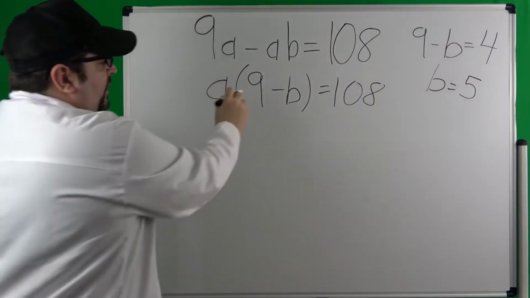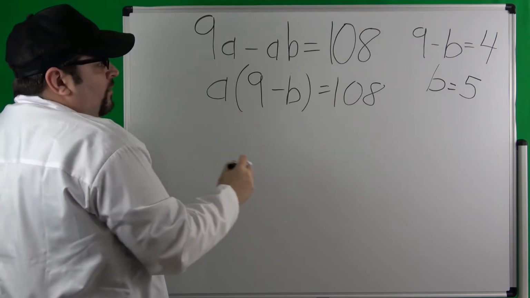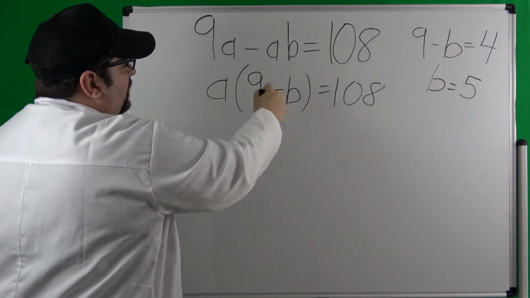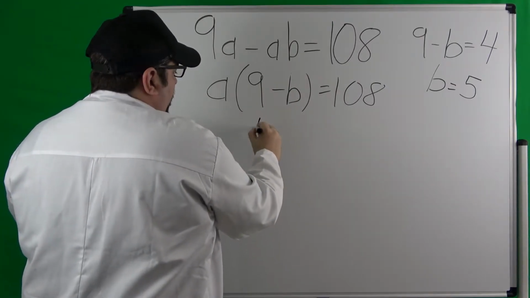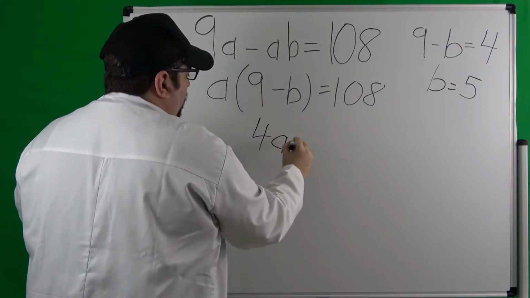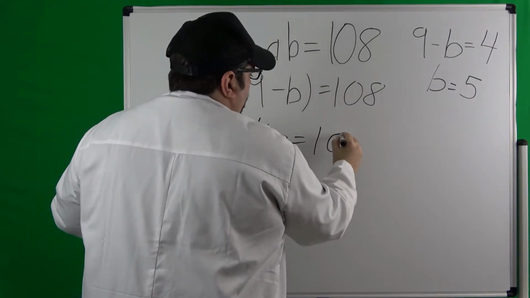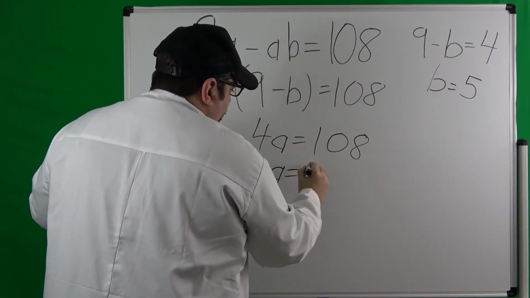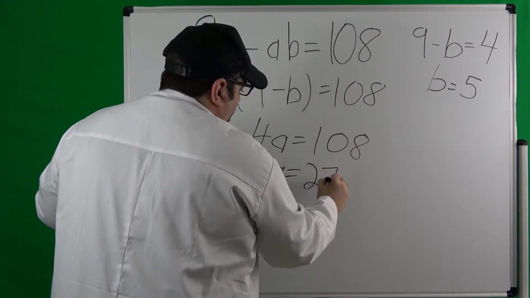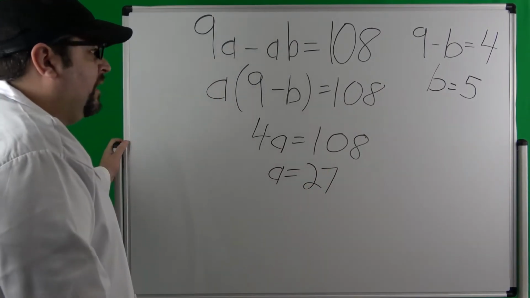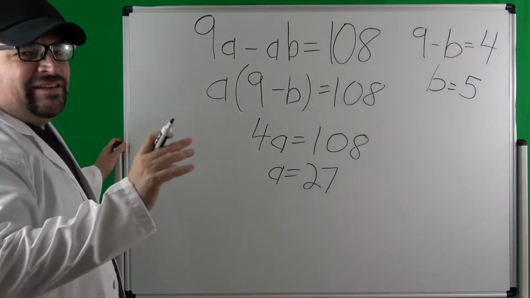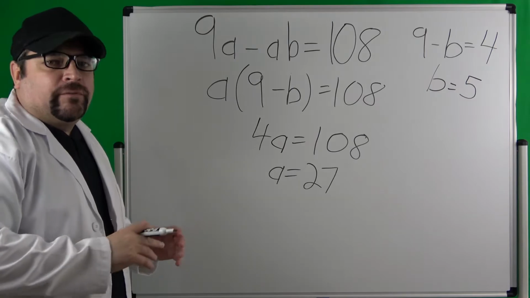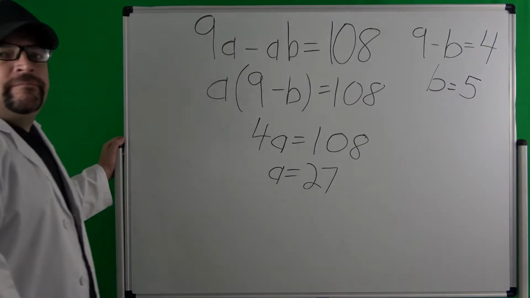Well, okay, 9 minus b. We already know what that equals. 9 minus b equals 4. So we can just plug 4 in for that, and we get that. It's just a tiny bit easier way of getting to where we got before. But whatever works for you.